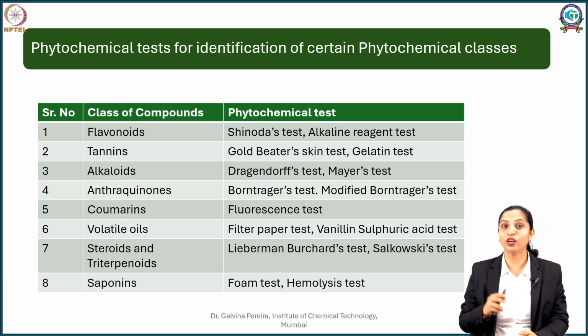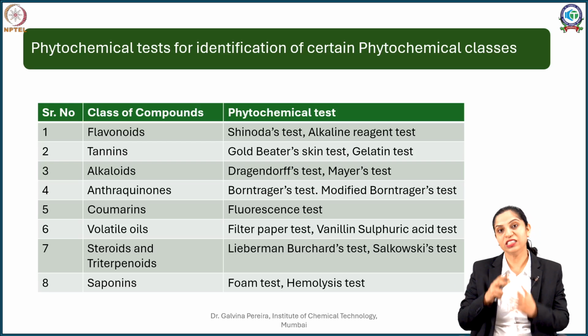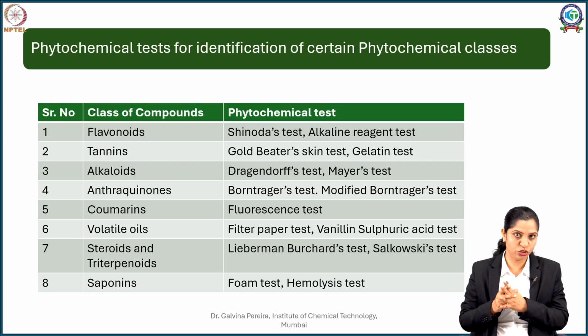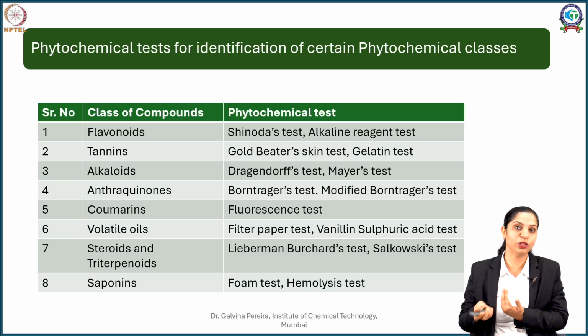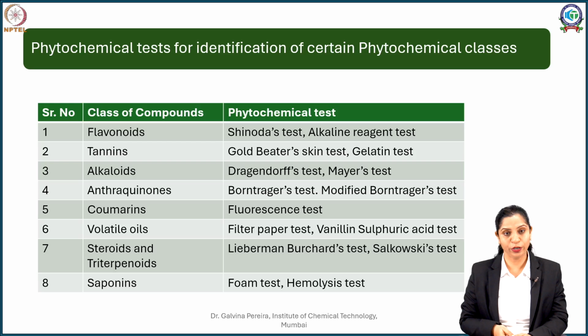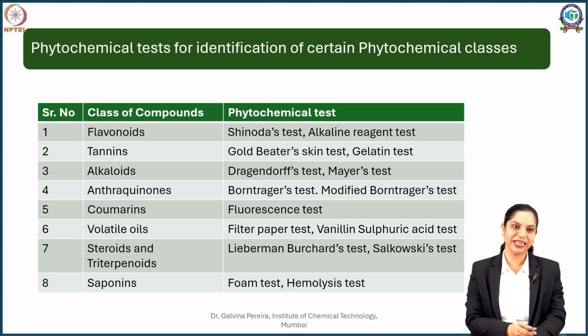What does it mean? We saw their chemical reactions, what is the shape or structure of the compound, and specifically what the compound reacts with and what colored reactions they produce. Those are called phytochemical tests. Every chapter gave you a little idea about the evaluation of those classes of compounds by their phytochemical tests. So, let's quickly summarize them here.